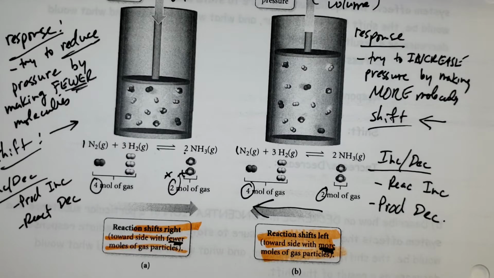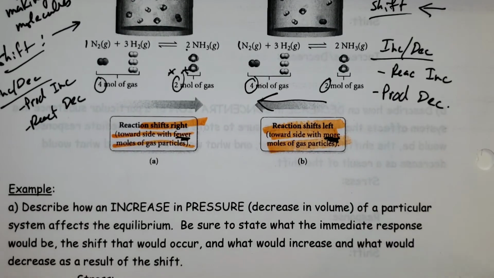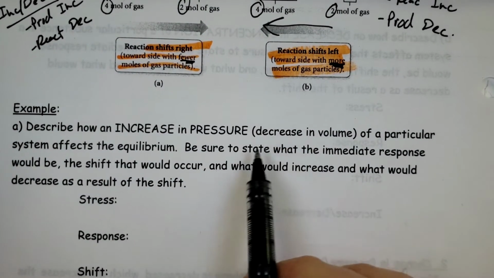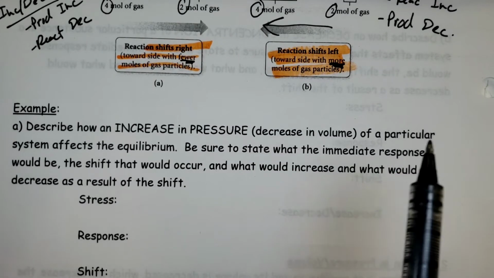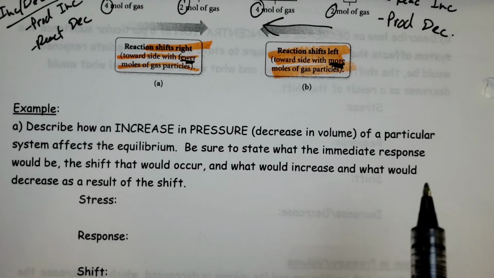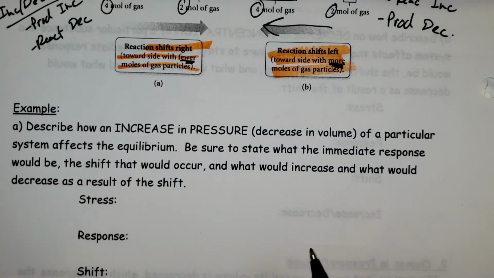It has to do with the number of gas molecules, whether we want to increase pressure or decrease pressure. More molecules exert more pressure than fewer molecules. Take a look at this example. Describe how an increase in pressure, which is the same thing as decreasing volume of a particular system, affects the equilibrium. Be sure to state what the immediate response would be, the shift that occurs, etc. So just kind of like a canned response here that shows what will happen.